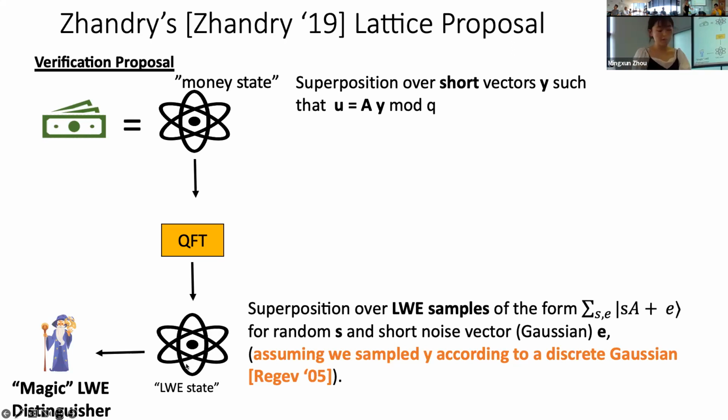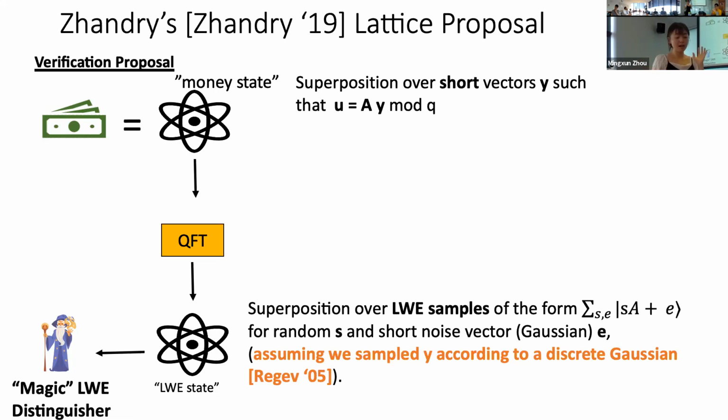So I know the structure of a valid money state should look like this: a superposition over LWE samples. What if I have a magic LWE distinguisher that can verify whether these are valid LWE samples? Suppose I can do that. I can first verify in the computational basis, when the money state comes in, whether they are valid short vectors. And then I do a QFT.